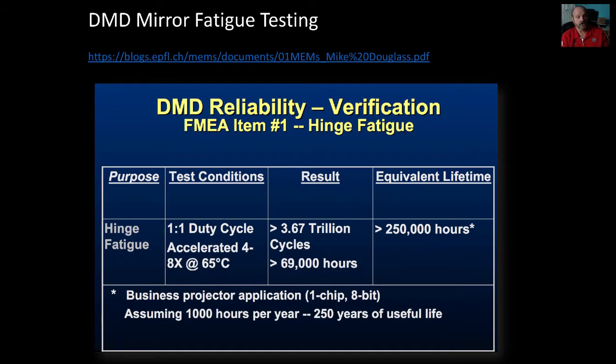The video showed how they work, right? So you can see that they flex. They're on a spring that flexes all the time. So that needs to be fatigue tested.